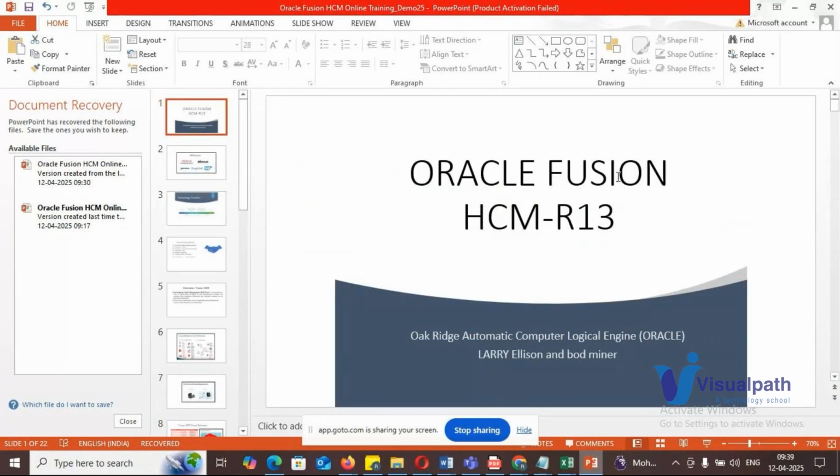Oracle Fusion SCM is released as version 13. Everyone knows Oracle. Fusion is basically the Oracle cloud. In the software industry, they provide services in a SaaS model, software as a service, and it's a completely cloud-based application service. Oracle Corporation launched Oracle Fusion SCM, and for the last 5 to 7 years they have been working on Fusion.